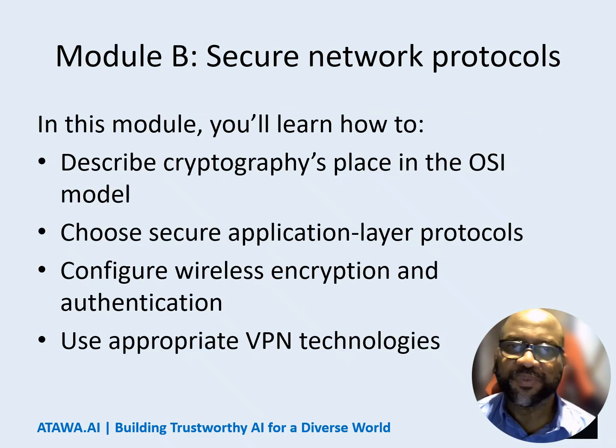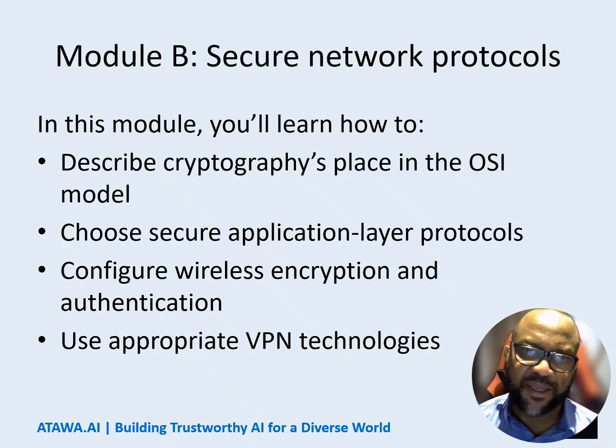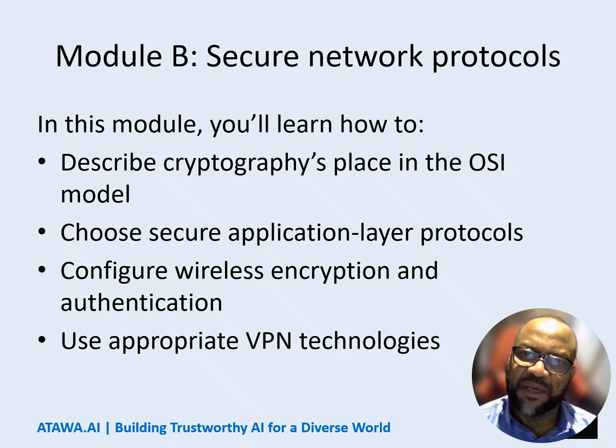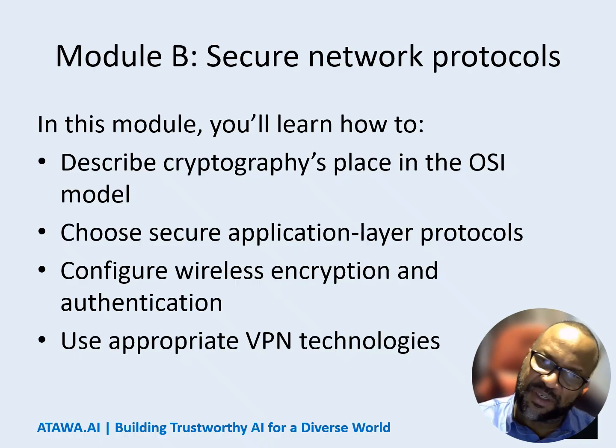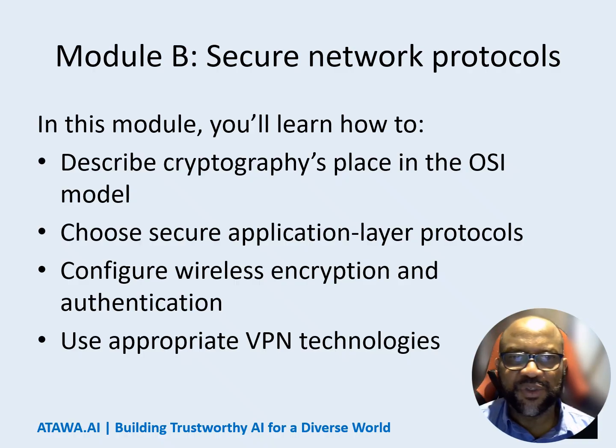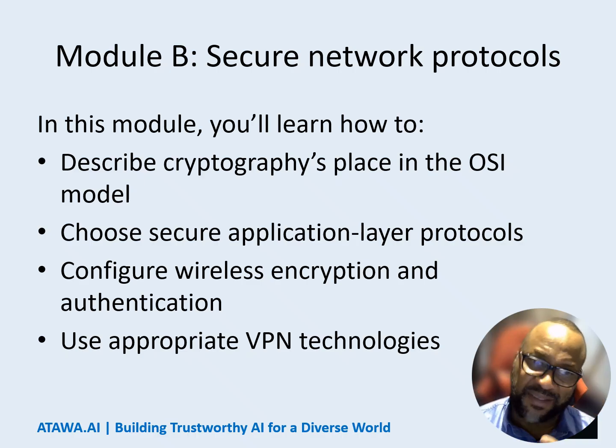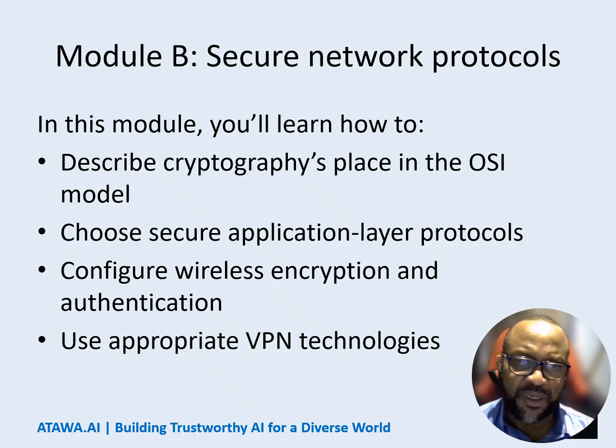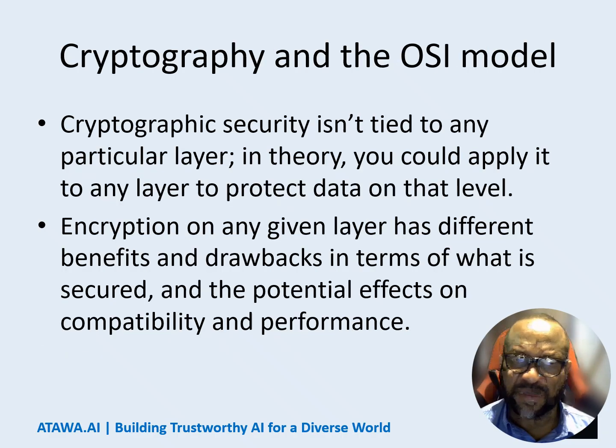All right, so module 2, secure network protocols. Let's go back again to cryptography. How was this placed in the OSI model? How do we choose secure application layer protocols? How do we configure wireless encryption and authentication? And of course, the appropriate VPN technology. It's going to be the first time I think we're seeing VPN in this course.